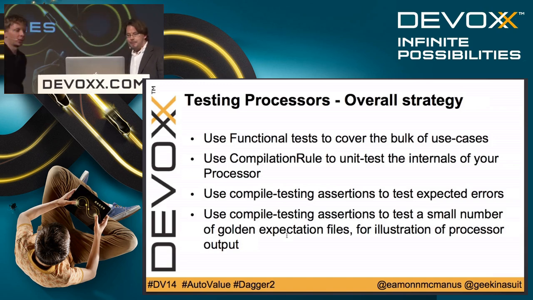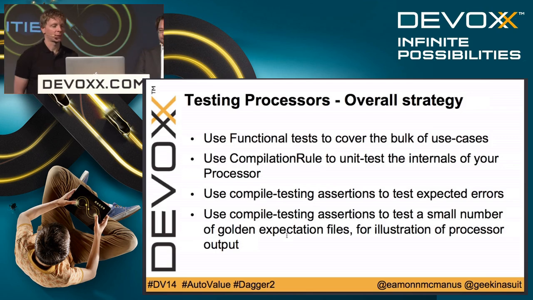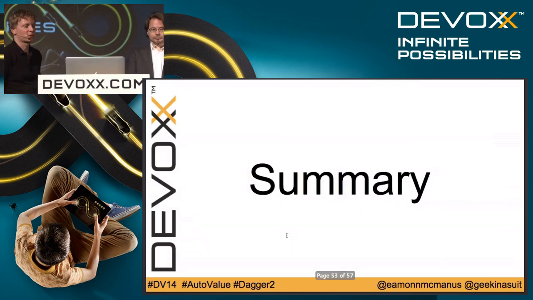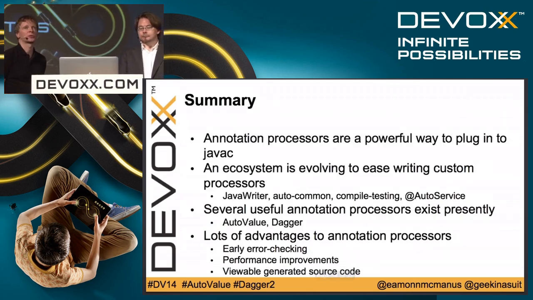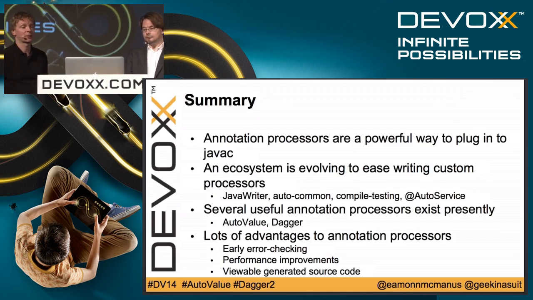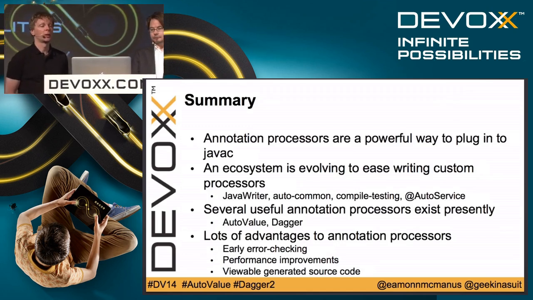Okay. So that's about all we had. Just to remind you of everything that we saw, annotation processors allow you to plug into the compiler. They're a powerful way to extend the compiler. There's an ecosystem evolving around them, so IDEs now support them well. There's a bunch of existing annotation processors out there, including the ones that we've talked about, so you can look at those to see how things are done. There's a bunch of projects that support you in creating annotation processors, like JavaWriter and compile testing and so on.